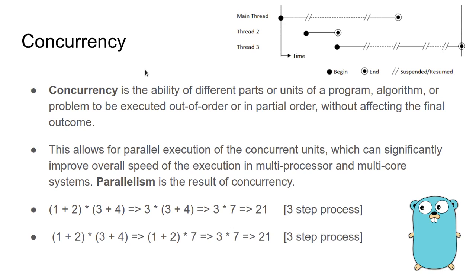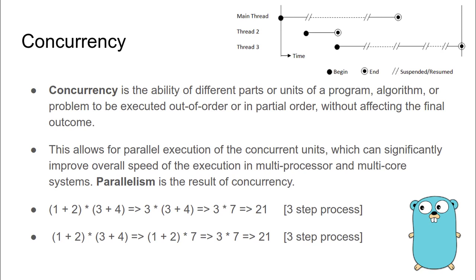Another way of calculating the same equation would be that I first calculate the result of 3 plus 4, which is 7, and then I calculate the result of 1 plus 2, which is 3, and then I multiply 3 by 7, which gives me 21. Now, by this time, you might have noticed that it does not matter whether I calculate 1 plus 2 before 3 plus 4 or I calculate 3 plus 4 before 1 plus 2. Because no matter in what order I do these calculations, the final result will be the same, which is 21.